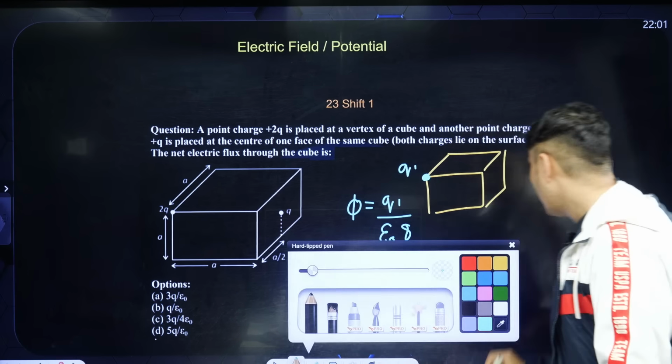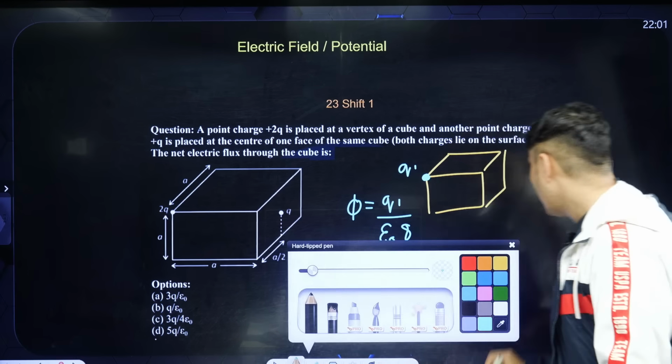Similarly, if you place a charge at the center inside the cube, wherever you place it, then that flux will be q2 by epsilon naught, the entire flux will go. Then the next thing that might come is, let's say you have placed the charge on the face of it. Let's say this is charge q3 on the face, then the flux is given by q3 by epsilon naught, but exactly half of the flux will go. So half the flux will go inside the cube.